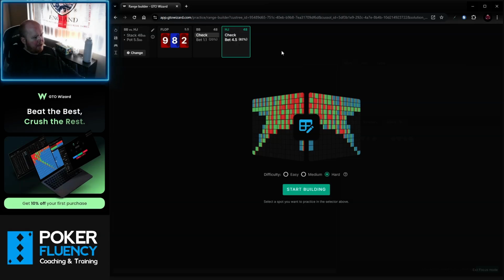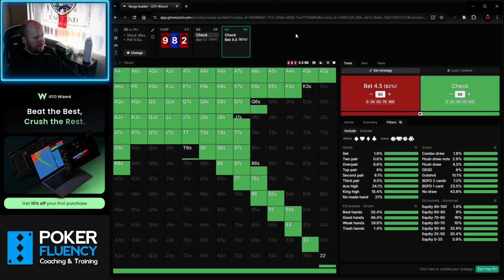And now we're going to start by trying to test our ability to come up with a good range for this 82% flop bet here. And we've got 2 hearts on the board, so there is a flush draw out there that we have to keep in mind. Now, to get started, what we want to do is focus on different portions of our range and what they're going to do.